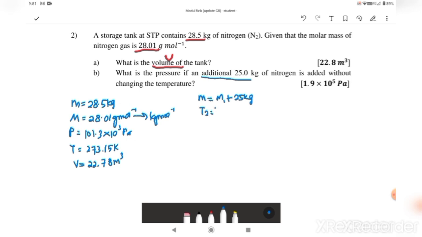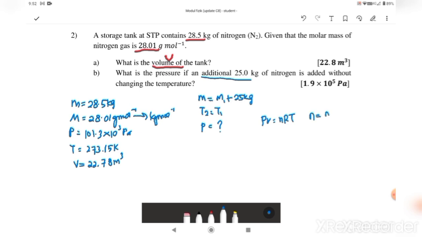So the final temperature T2 is equal to T1, the same as the original temperature. The question asks you to find the pressure. So we can use the same equation as for question A, which is PV = nRT. But we must find the new number of moles, N.